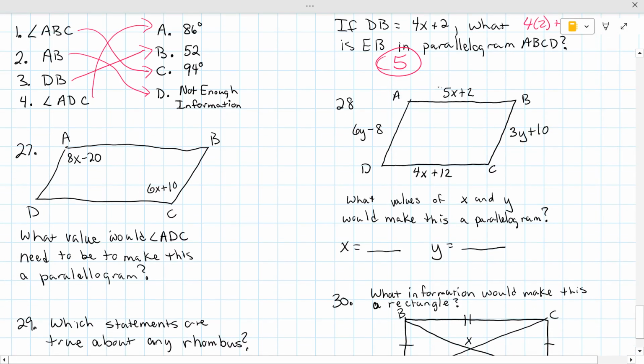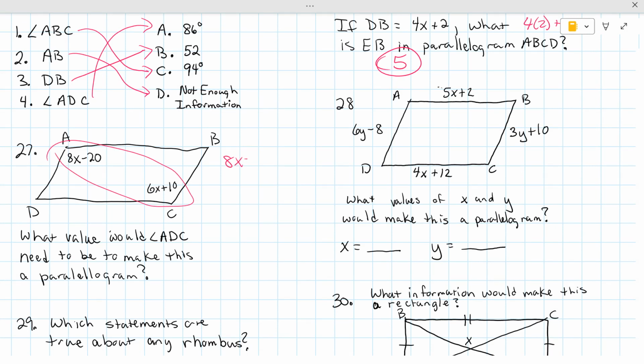All right. How do we make this a parallelogram? Well, if the opposite angles are congruent, then it's a parallelogram. So 8x minus 20 equals 6x plus 10. So then, subtract 6x, 2x minus 20 equals 10. So 2x equals 30, divided by 2, x equals 15.